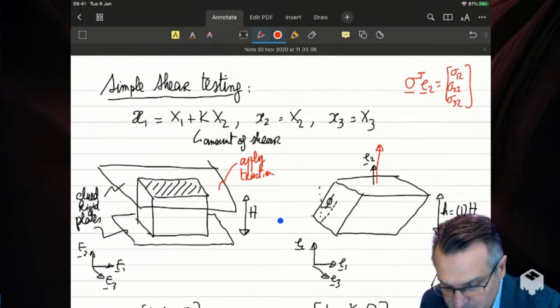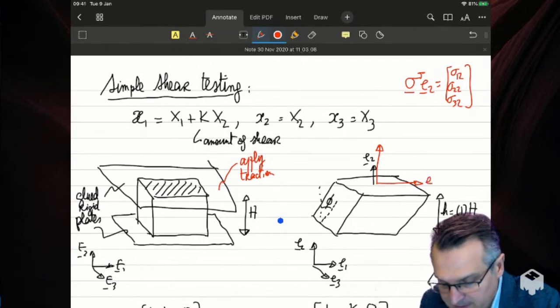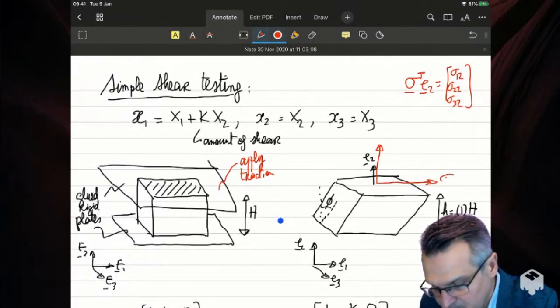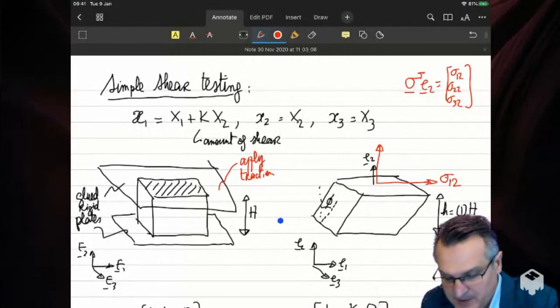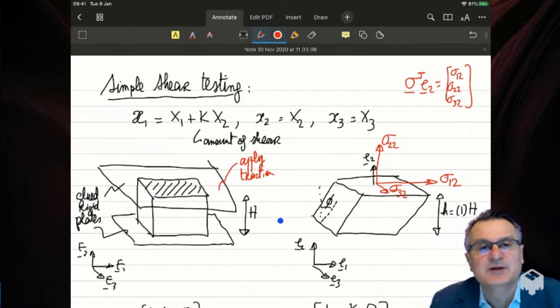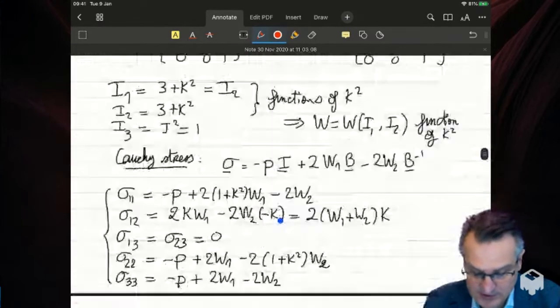So it's going to have a component along the E1 vector, sigma 12, and that's the shear force you're going to apply. And then it can also have a normal component and another shear component, 32. Although we saw that sigma 32 is 0, so I didn't need to represent it here. Sigma 22, it might be 0.